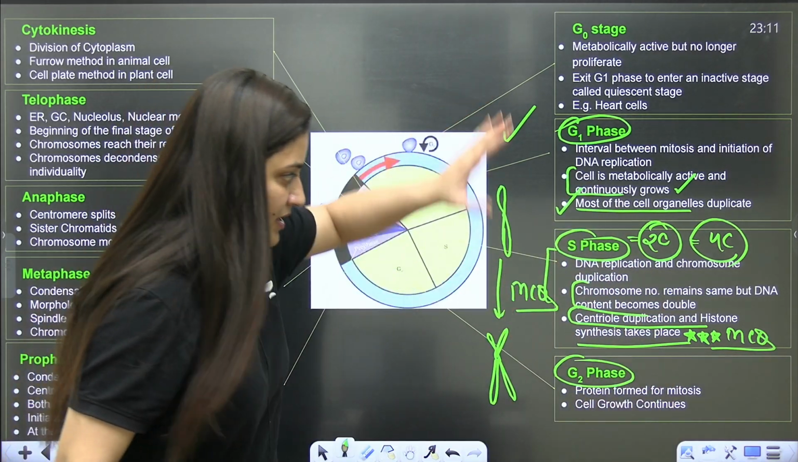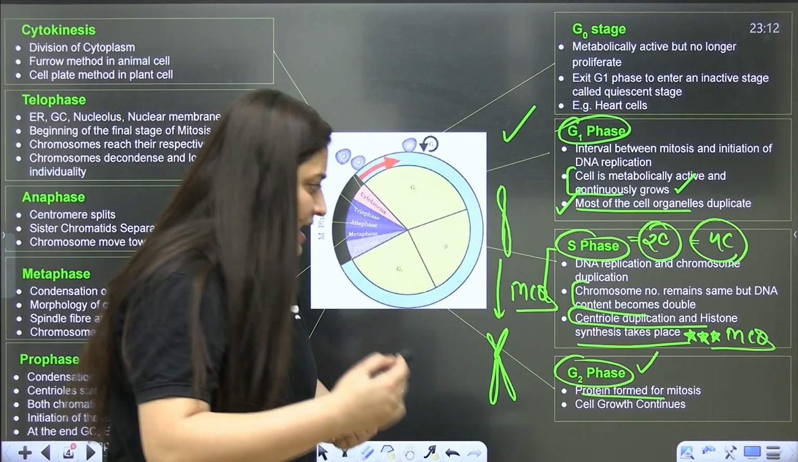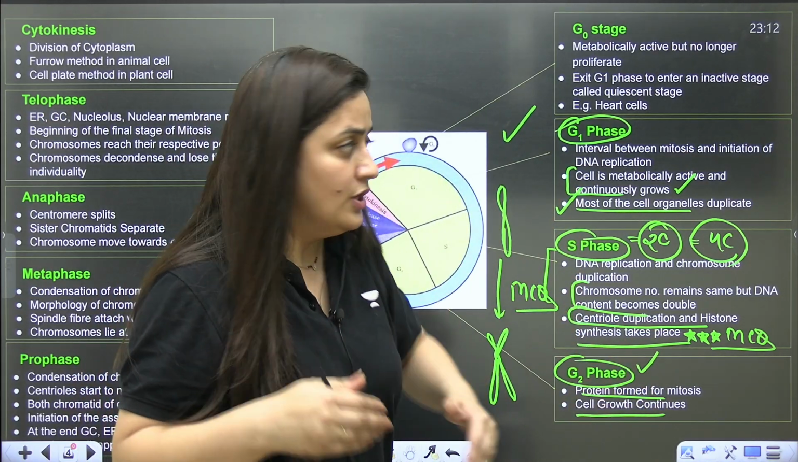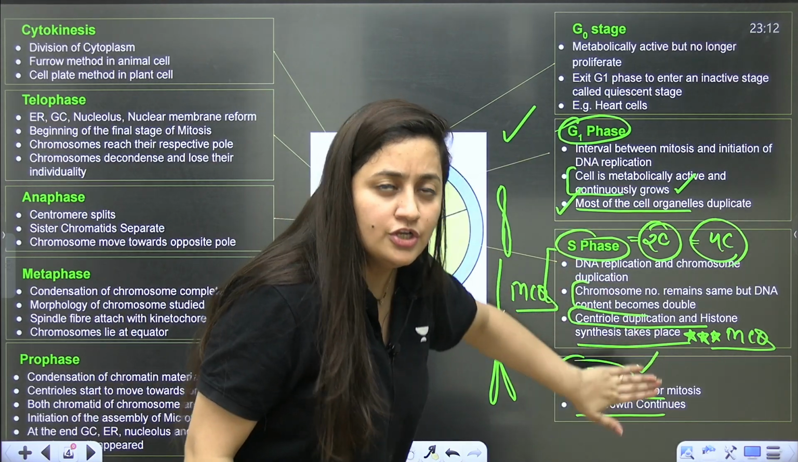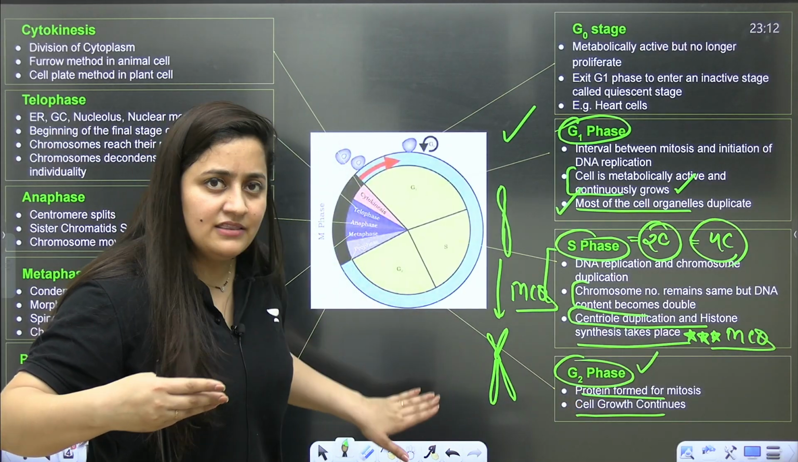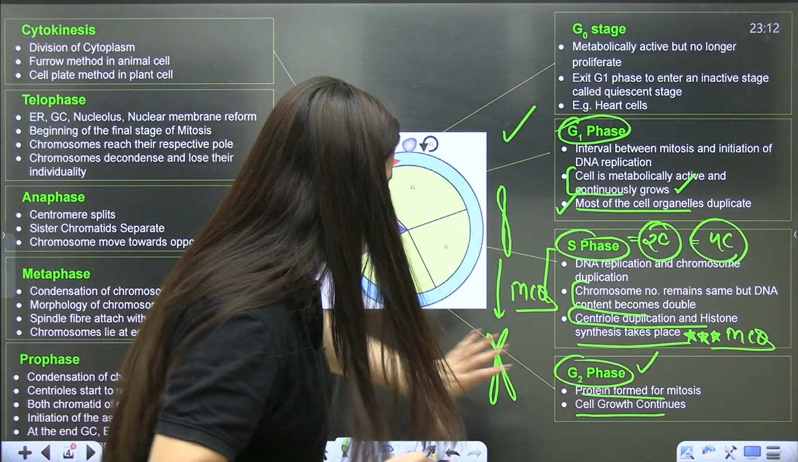That's what you have to remember. Now let's move to the G2 phase. Again, the protein synthesis will be there, RNA synthesis will be there, cell growth, cell cytoplasmic growth will continue. So this is G1, S, G2. G2 is also known as pre-mitotic phase, because after it there will be the mitosis. That's why we consider it as the pre-mitotic phase.